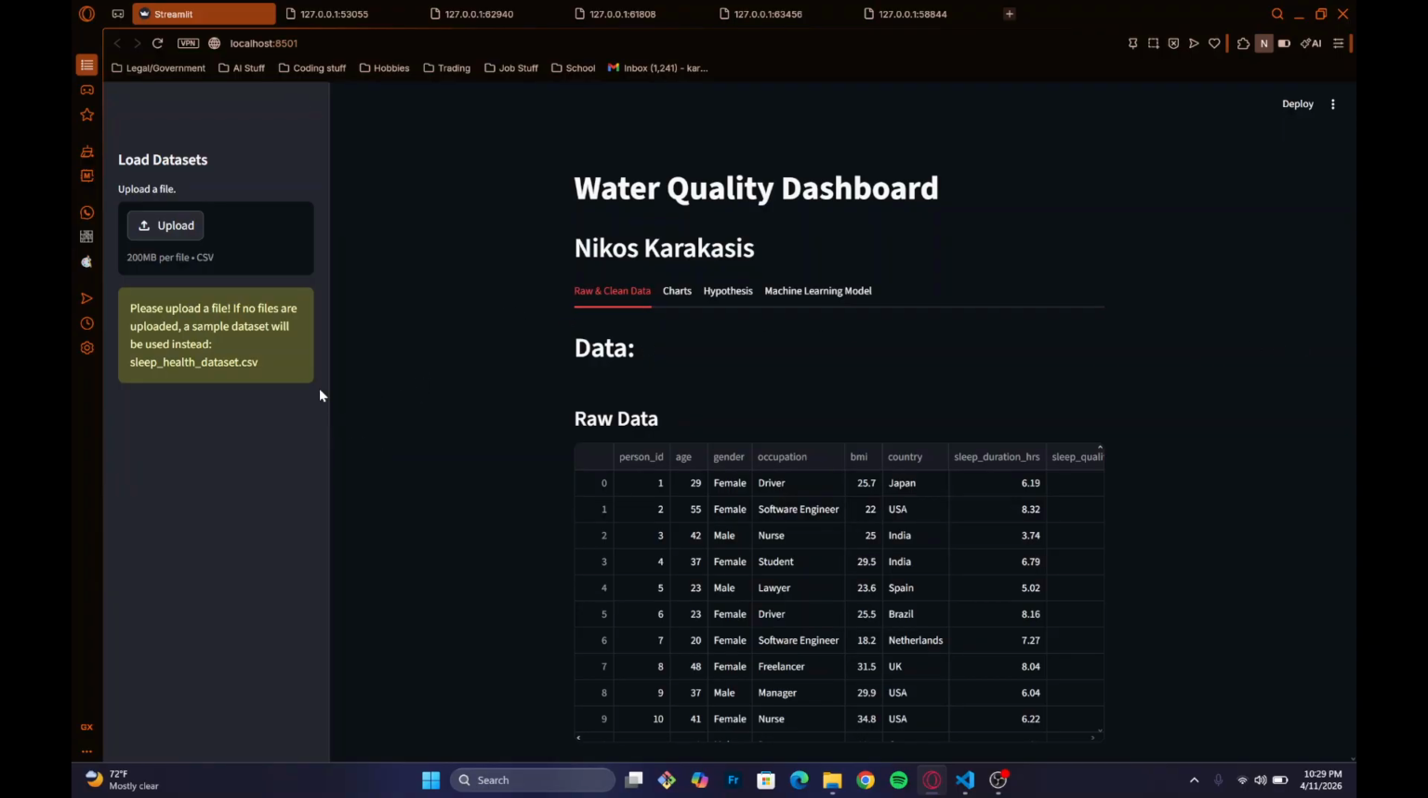So, for this class project, I used a dataset called Sleep Health Dataset. Of course, you can upload any other dataset you want, but a lot of the things I did for this Streamlit project require some of the default columns, for example, the hypothesis and the machine learning models.